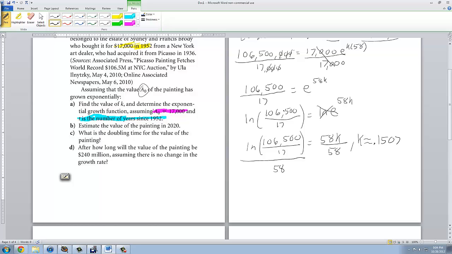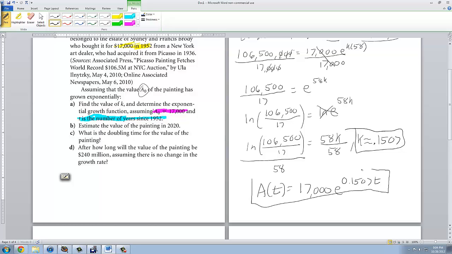function. So all we do is recopy our growth function, but now we insert k where k belongs. So this is A of t equals 17,000, that doesn't change, e to the 0.1507t, and that's our exponential growth function. So there is k, and here is our exponential growth function. And now we're ready to do part B.